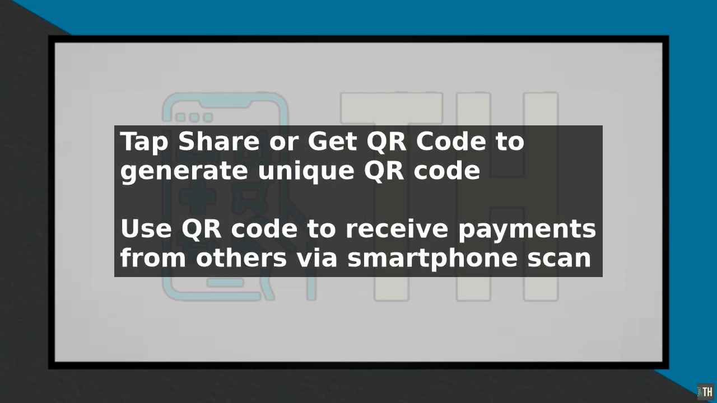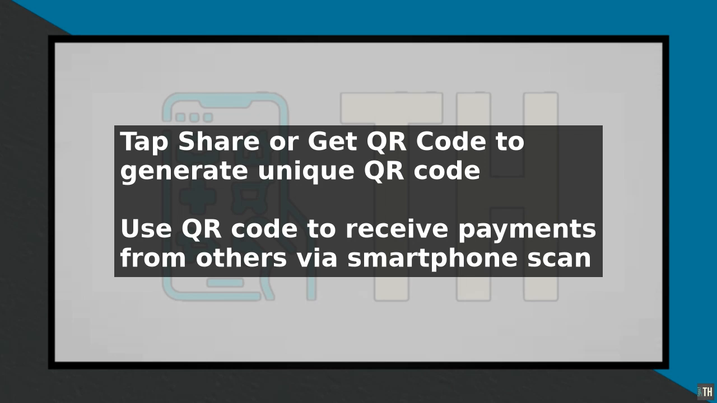On your profile page, you will see a variety of options, including the option to share your Venmo profile or get a QR code. Tap on the option that says Share or Get QR code. This will generate a unique QR code that is linked to your Venmo account. You can then use this QR code to receive payments from others.